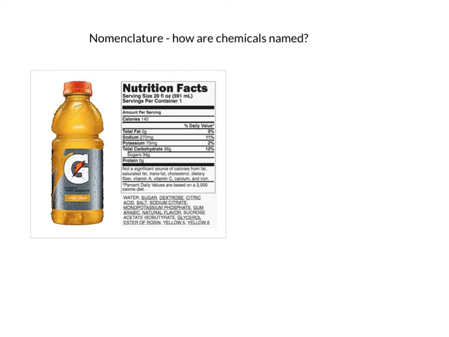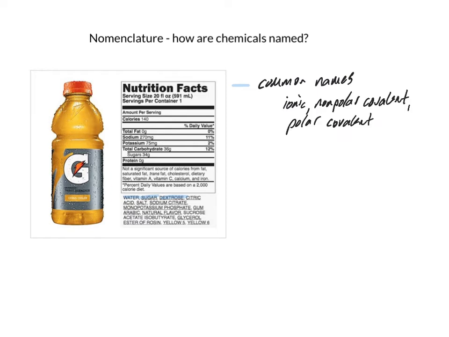And so right away, the first three ingredients in Gatorade, water, sugar, and dextrose, are common names. And common names can be used for all sorts of compounds: ionic, nonpolar covalent, and polar covalent. And we know that water's formula is H2O. And I said earlier that we use common names for substances for a lot of reasons. One of those being, if the chemical formula is so long, well, that's not really the case with water. In fact, you may refer to water as H2O every once in a while.